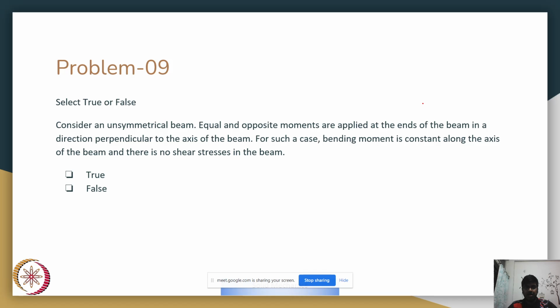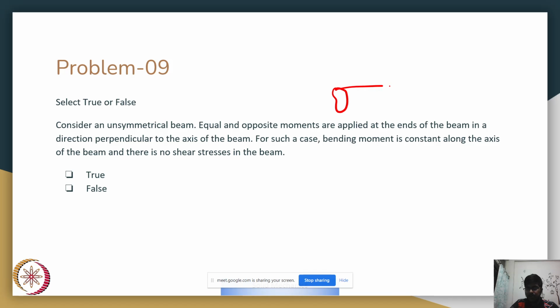Problem number 9 is again a true or false statement. The statement which is given is as follows. Consider an unsymmetrical beam. Equal and opposite moments are applied at the ends of the beam in a direction perpendicular to the axis of the beam. In such a case, bending moment is constant along the axis of the beam and there is no shear stress in the beam.